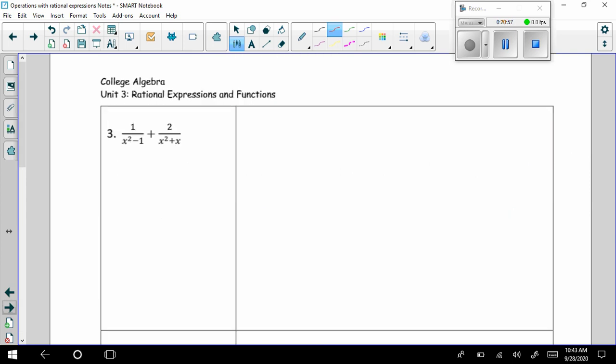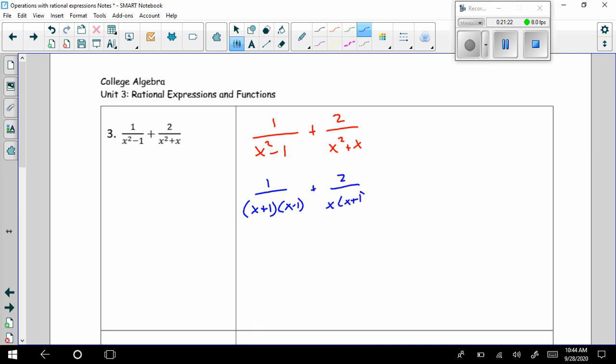And I know I'm going super fast, so feel free to rewatch any of this if you need to. Adding and subtracting can be the harder ones. When you're looking for a common denominator, and the question in the steps says how, right? The first thing you're going to do is factor everything. So this is x plus 1, x minus 1, difference of squares. This is x times x plus 1, taking out that GCF.